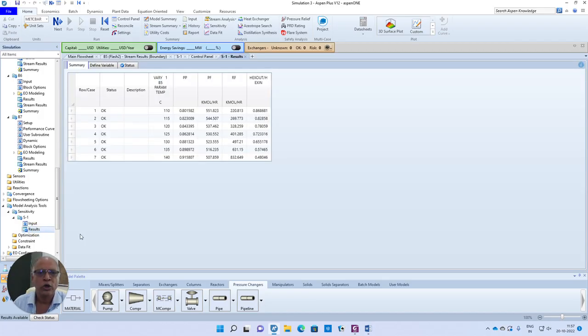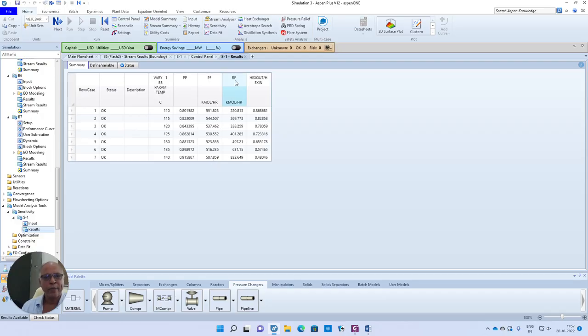Remember, we are keeping the pressure constant and we were able to change the temperature from 110 to 140. Keeping the pressure constant, what is happening to the product purity? It is increasing, right? So, in order to get more product purity, it is always better to increase the temperature. But what is its effect on product flow? You can see the product flow is decreasing.